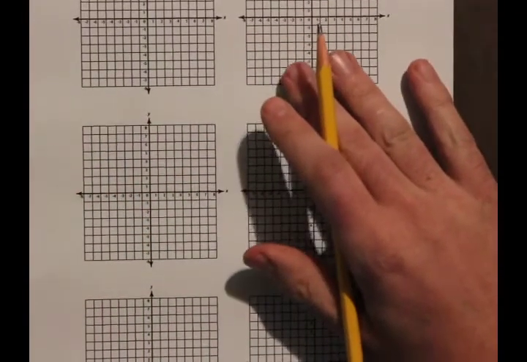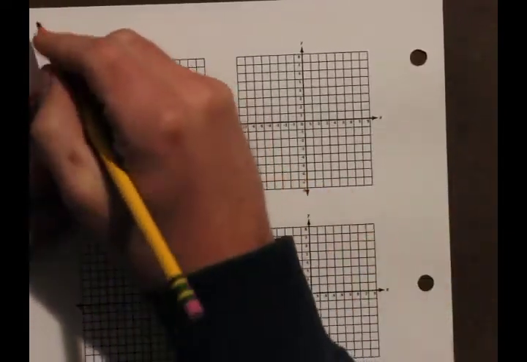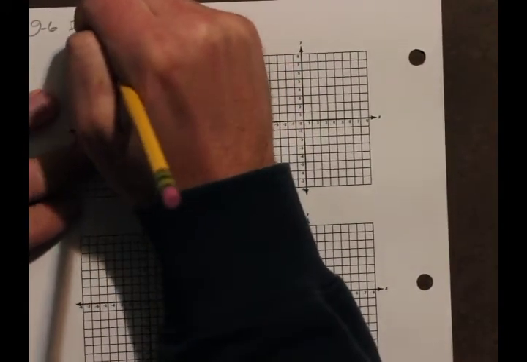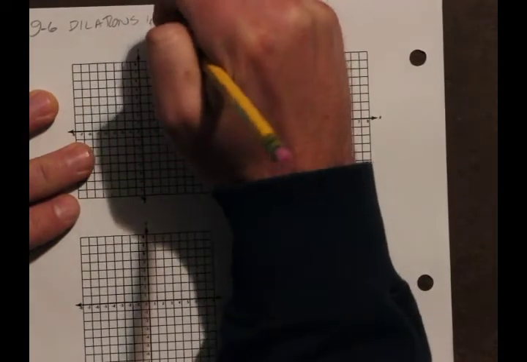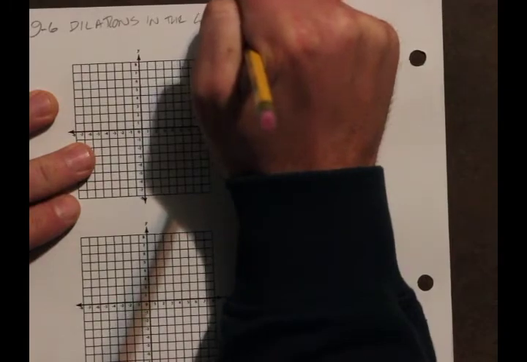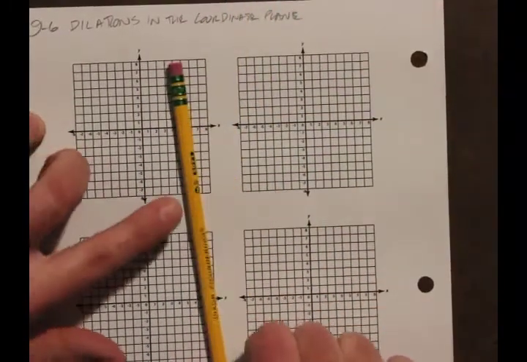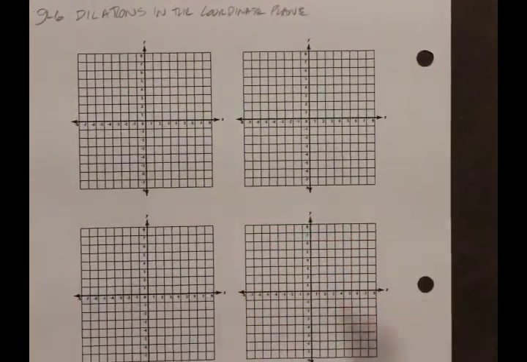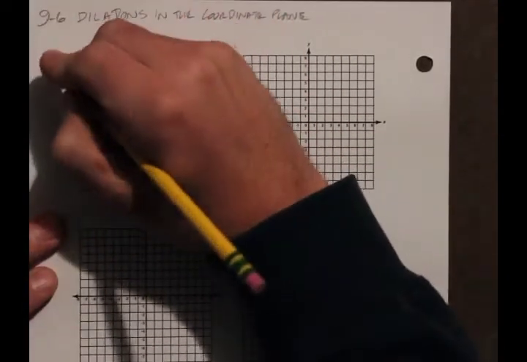All right, so let's do some dilations in the coordinate plane here. So we're going to continue with 9-6, and these are dilations in the coordinate plane. And we're going to do those. All right, for real this time, here we go. We're going to start with an example.